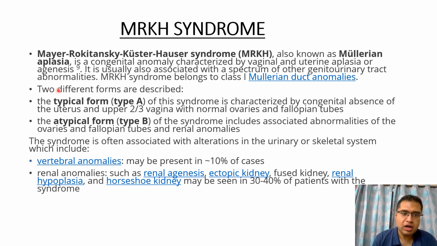The two different forms are the typical form and the atypical form, that is type A and type B. In type A, the syndrome is characterized by congenital absence of the uterus and upper two-thirds of the vagina with normal ovaries and fallopian tubes, while in type B, that is the atypical form, the syndrome includes associated abnormalities of the ovaries and the fallopian tubes and renal anomalies. So the syndrome is often associated with alterations in the urinary and skeletal system, which include vertebral anomalies in 10% of the cases, and renal anomalies like renal agenesis, ectopic location of the kidney, fused kidney, renal hypoplasia, and horseshoe kidneys, which are seen in about 30 to 40% of the patients.